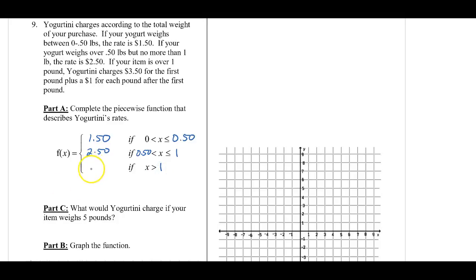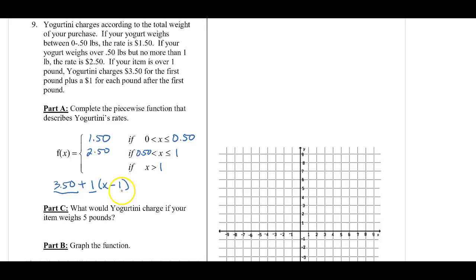I'm not ready to put it in a function here yet. Let's think about what is going on here. So we get charged $3.50 for the first pound plus an additional $1 for every pound after that first pound. So if x is the number of pounds, we want to take away that first pound. Remember, we did some problems like this earlier in the year with the data on a cell phone plan. So we have $3.50 for the first pound, $1 for every pound after that.